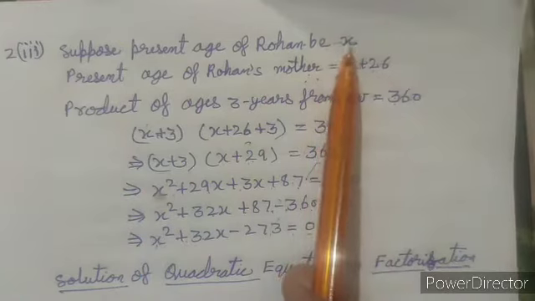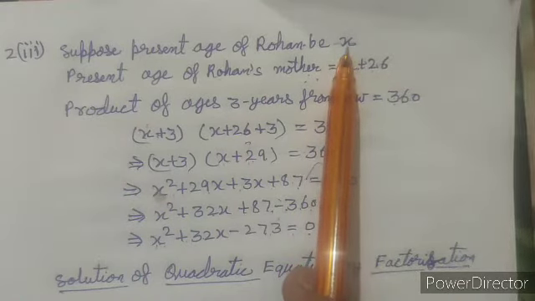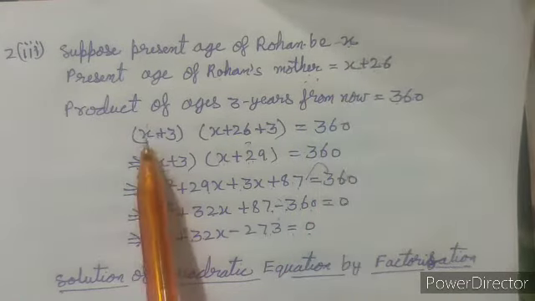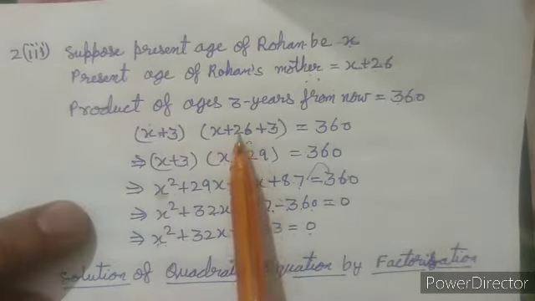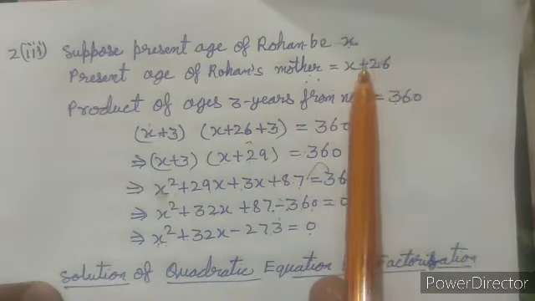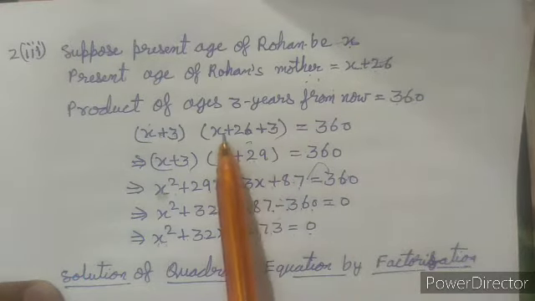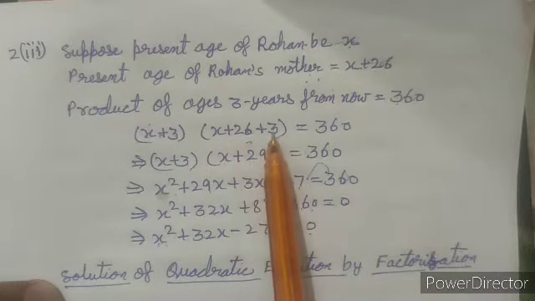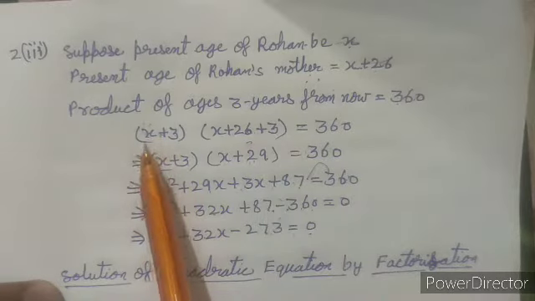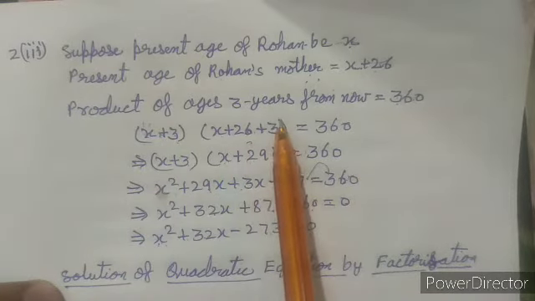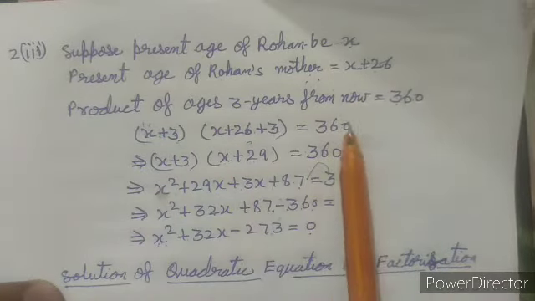The present age of Rohan is x, so after 3 years his age will be x plus 3, and the present age of Rohan's mother is x plus 26, so after 3 years we will add 3 to it, and that will give us x plus 26 plus 3. And he is saying that the product of their ages, that means the multiple of these two, is equal to 360.